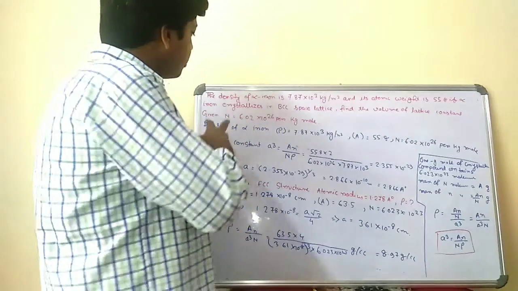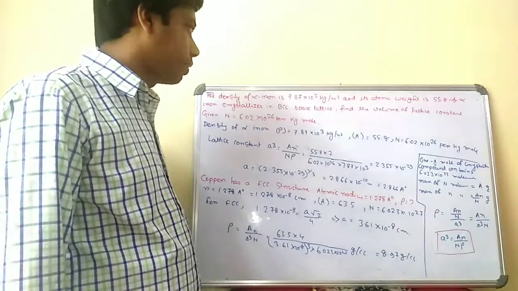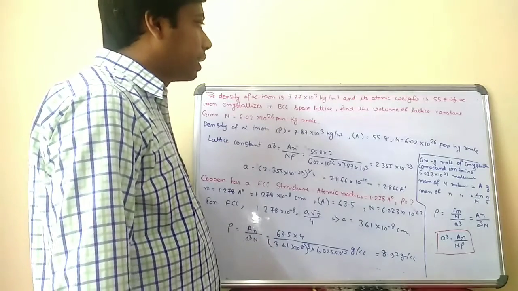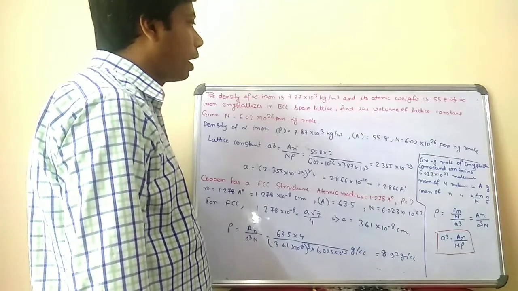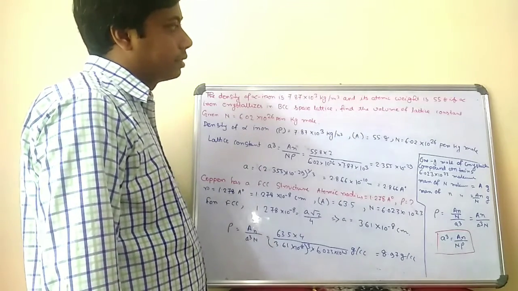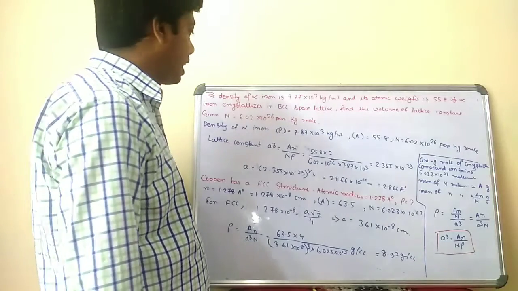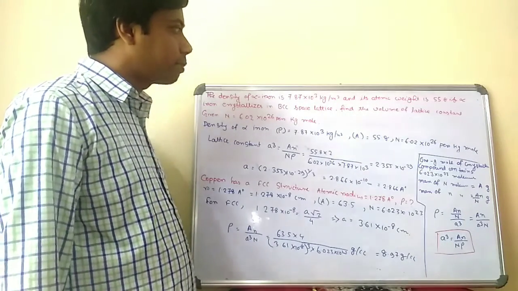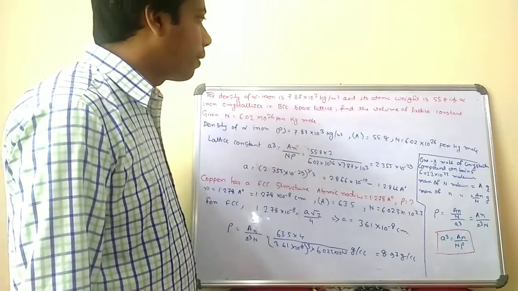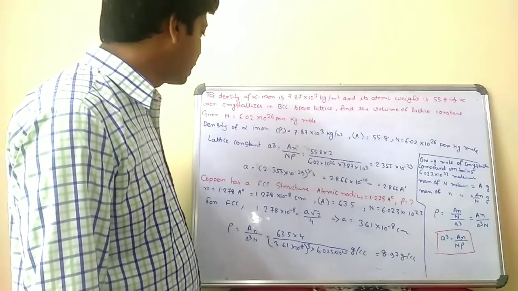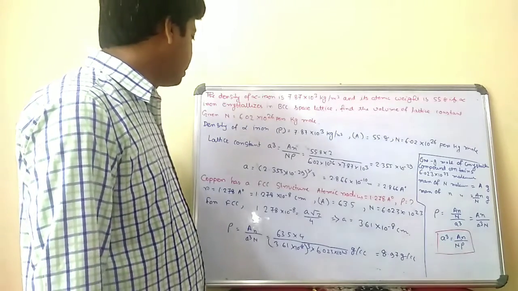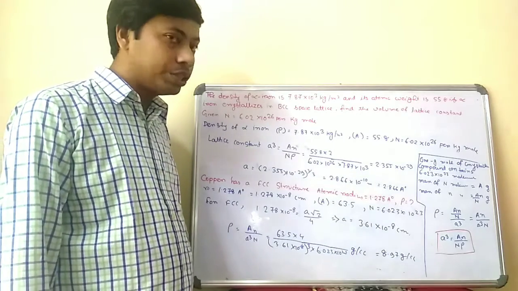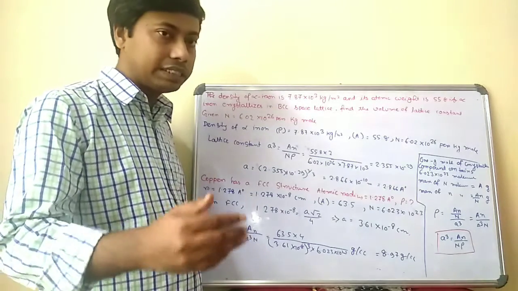Now, the density of alpha iron is 7.87 times 10 to the power 3 kg per meter cube, and its atomic weight is 55.8. If the alpha iron crystallizes in a BCC space lattice, find the lattice constant, given Avogadro's number, that is 6.02 times 10 to the power 26 per kg mole.